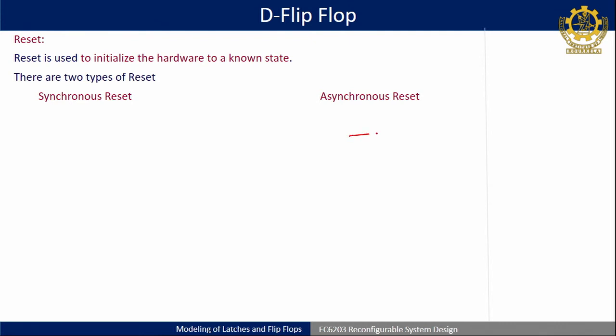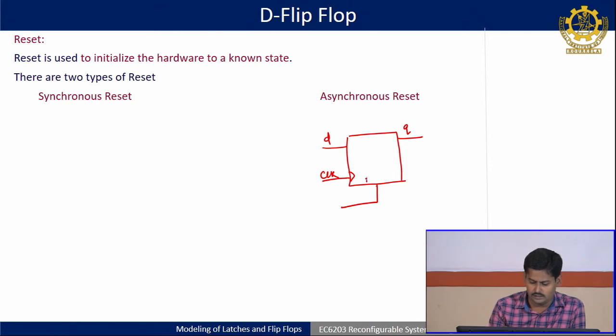In order to model this, let us see what diagram will be created. Say this is my Q, this is my D and this is my clock. I can write here, this is reset. This type of block will be created for asynchronous reset. That means if you apply reset, Q will become 0 independent of the clock input, which is why reset does not depend on the clock input in this particular block.